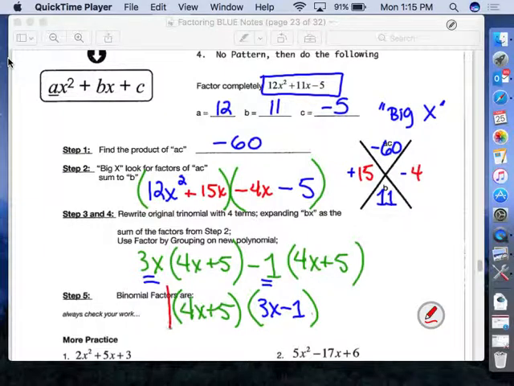And the 2 binomials that I've created from my factor by grouping represent the final or factored version of the particular expression that I started with. If I were to multiply 4x plus 5 times 3x minus 1, it would result in the original polynomial that I started with. Let's do one more on the video.